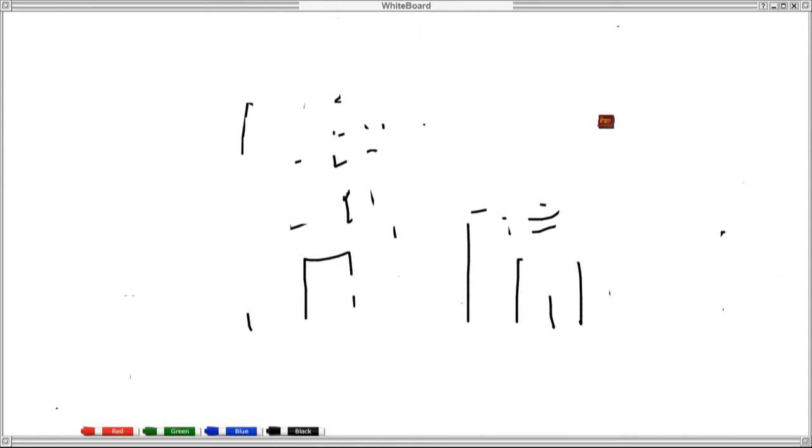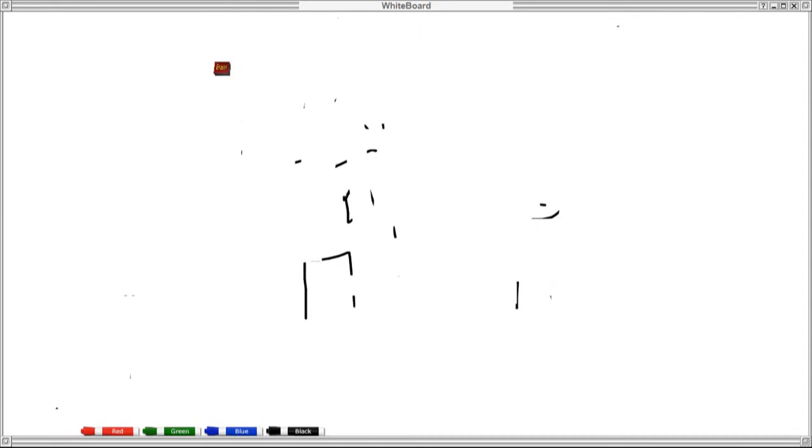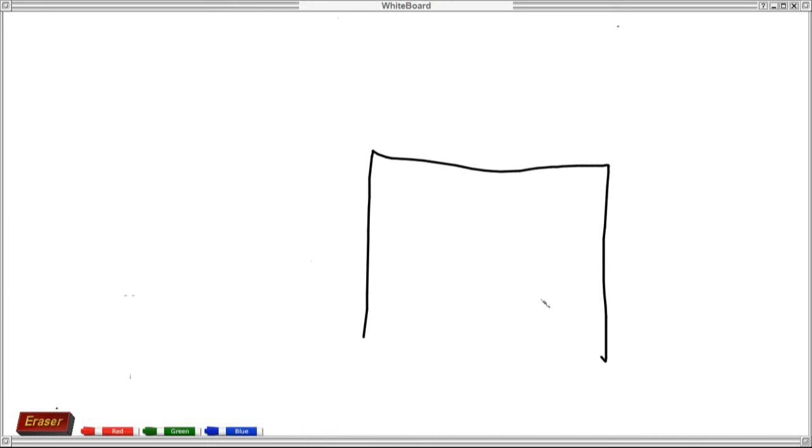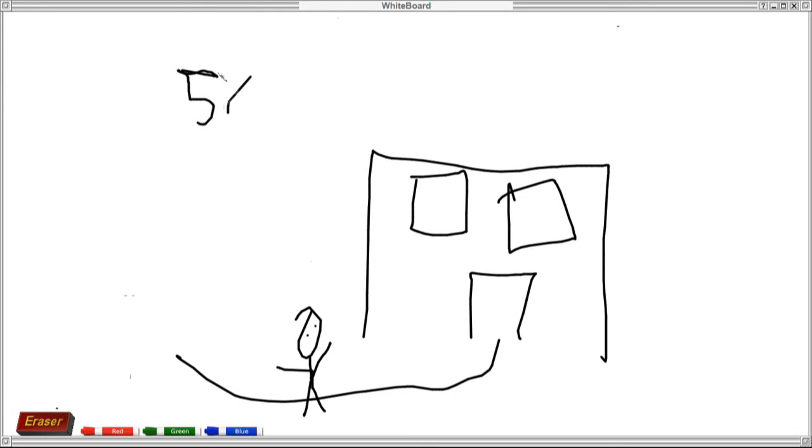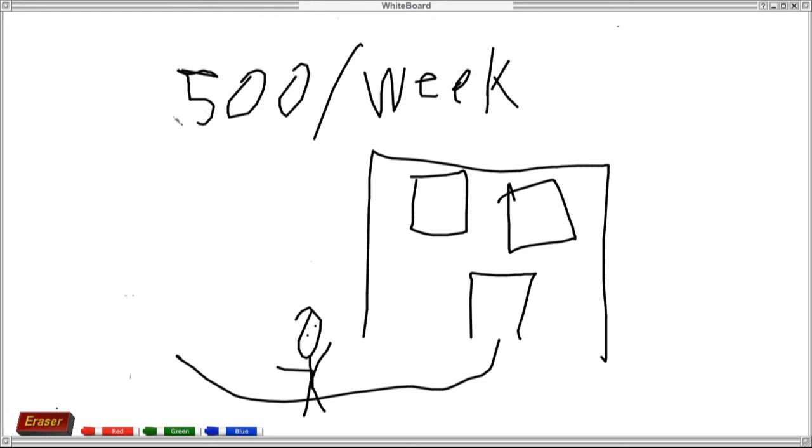So let's say that, for example, you have this burger joint. Let's say there's this building here, and you have a line of people coming through here. Let's say that your weekly amount of customers is 500 per week, and your budget's based on this.